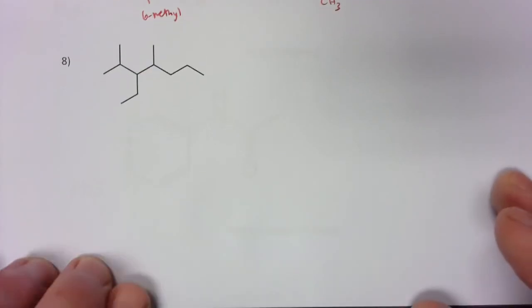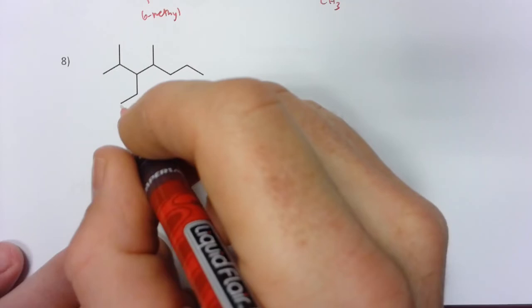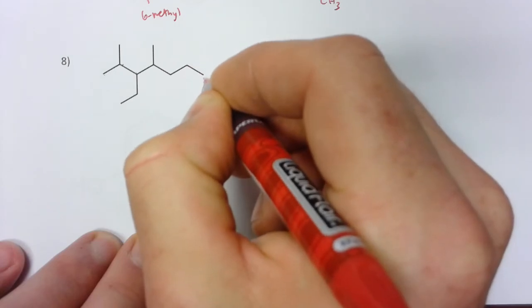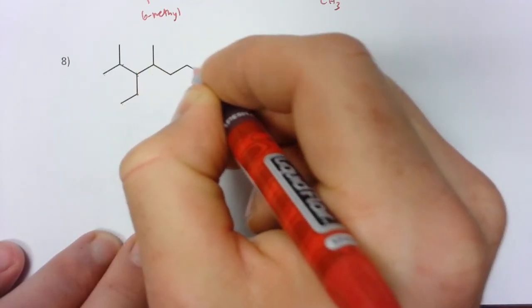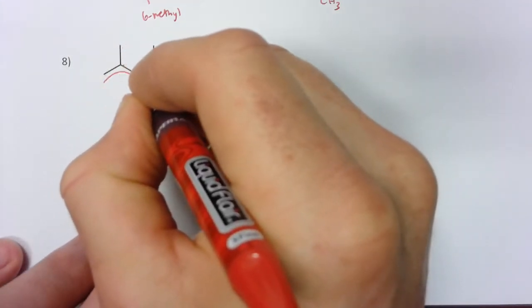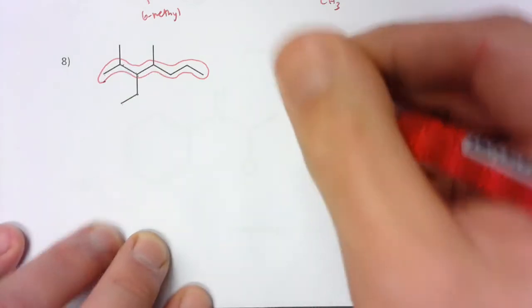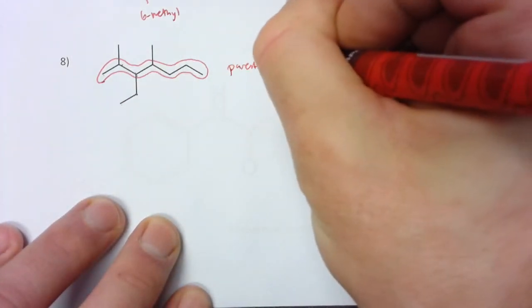All right, on to the last one. Parent chain is going to be 1, 2, 3, 4, 5, 6, 7, or 1, 2, 3, 4, 5, 6, 7, so it doesn't matter. So I'm going to just keep it simple and have the parent chain be right there at the bottom like that. No alkenes, so this is heptane.